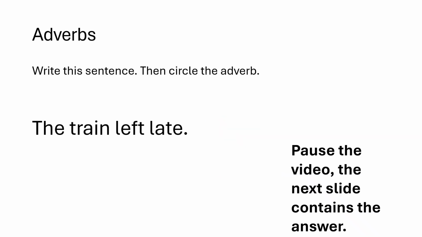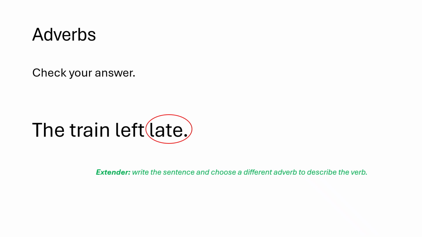Write this sentence, then circle the adverb. The train left late. Pause the video. The next slide contains the answer. Check your answer. The train left late. You should have circled late.